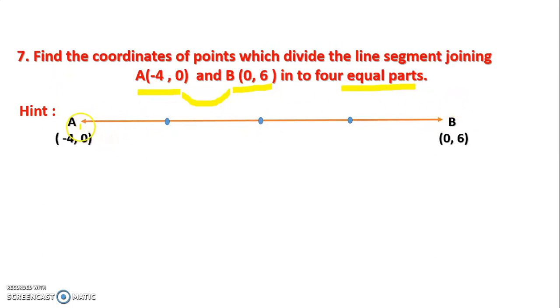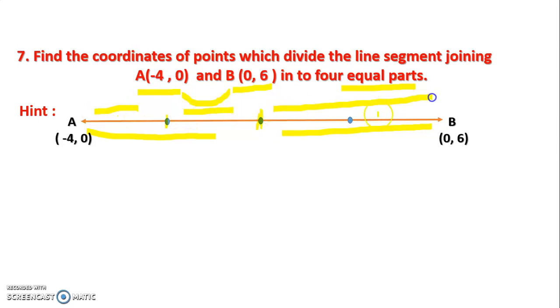AB is a line. Four parts in the sense, if you find the midpoint and cut here, it is divided into 2 parts, 1, 2. Again, if you cut here, then it is divided into 1, 2 and 3 parts. Again, if you cut here, then it is 4 parts: 1, 2, 3 and 4. These are the 4 equal parts.